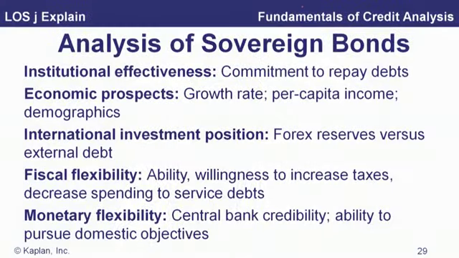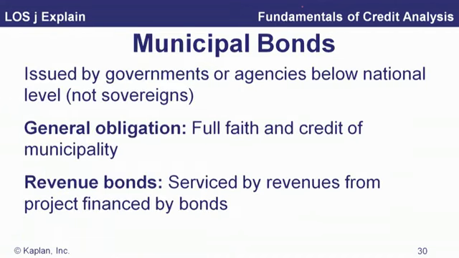So, monetary flexibility, central bank credibility, ability to pursue domestic investments. So, all of this macroeconomic stuff comes into play when we're talking about the creditworthiness of a country over time. And municipal bonds, we have these in the U.S.